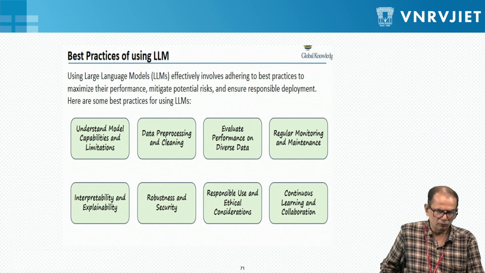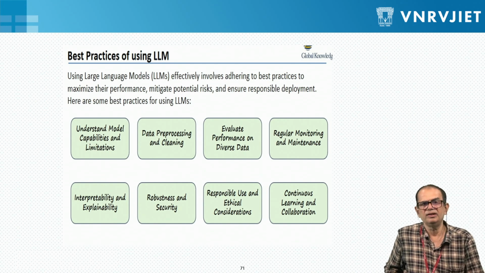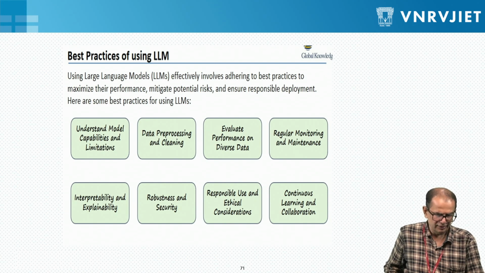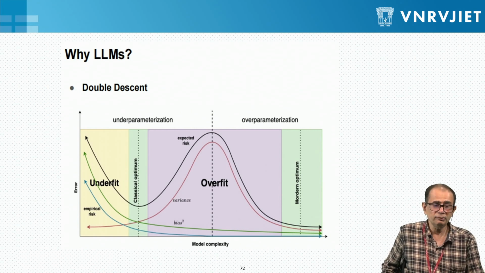Okay, now what are the best practices? We have to understand the model capabilities, and then we have to cleanse the model. Okay, and subsequently evaluate the performance and go ahead with regular monitoring and maintenance. We also have to ensure interpretability. We have to have robustness of the particular model, and we need to have responsible use and continuously do that. Now, why are we using our LLMs? That is very, very important to understand.